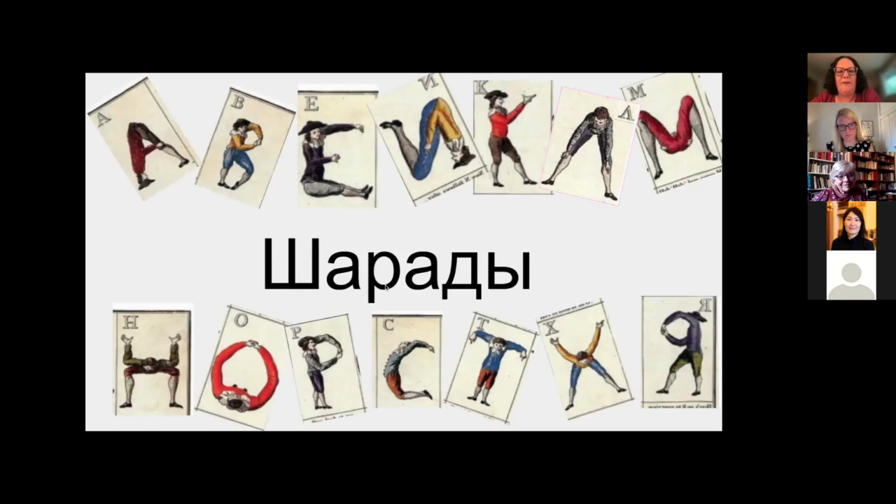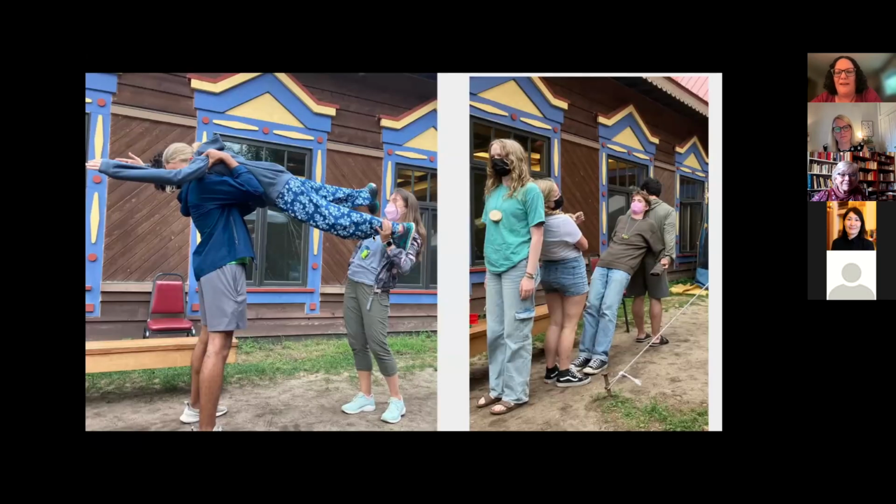Charades, here's our kinesthetic version. And what this looks like in real life is something like this. Here we have the letter P and the letter M. P is in trouble over here. Luckily, that was a staff member.